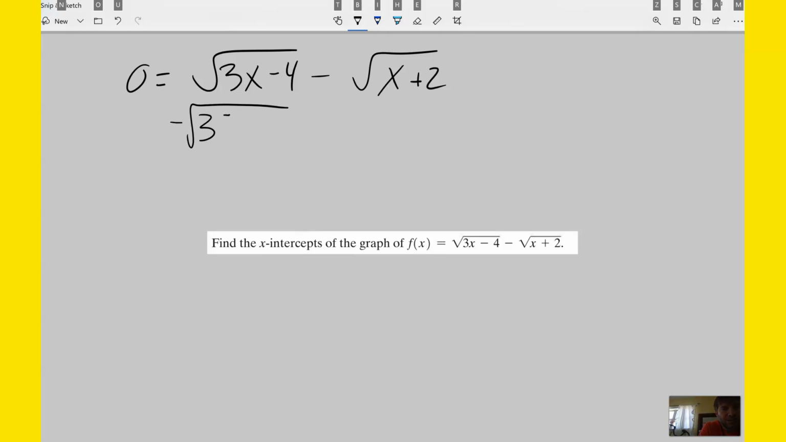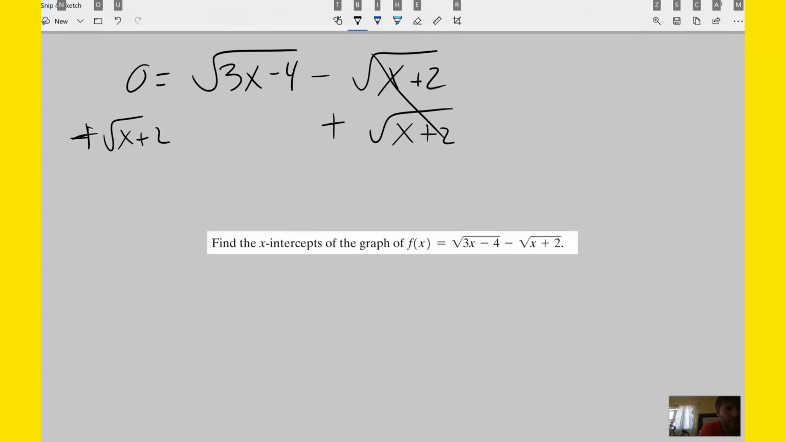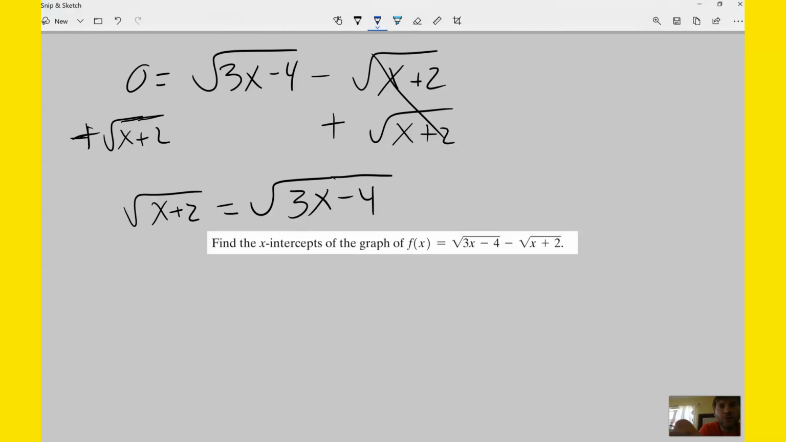It doesn't matter which one. I guess I'll just move this one. Well, no, I think I want to move the other one. Yeah, let me move this one by adding it. That way it'll be positive. Be a little simpler. So that gives me the square root of x plus 2 equals the square root of 3x minus 4. And then I can get rid of both square roots in one single step by simply squaring both sides. That will cancel out both of these square roots. And so I just get x plus 2 equals 3x minus 4.